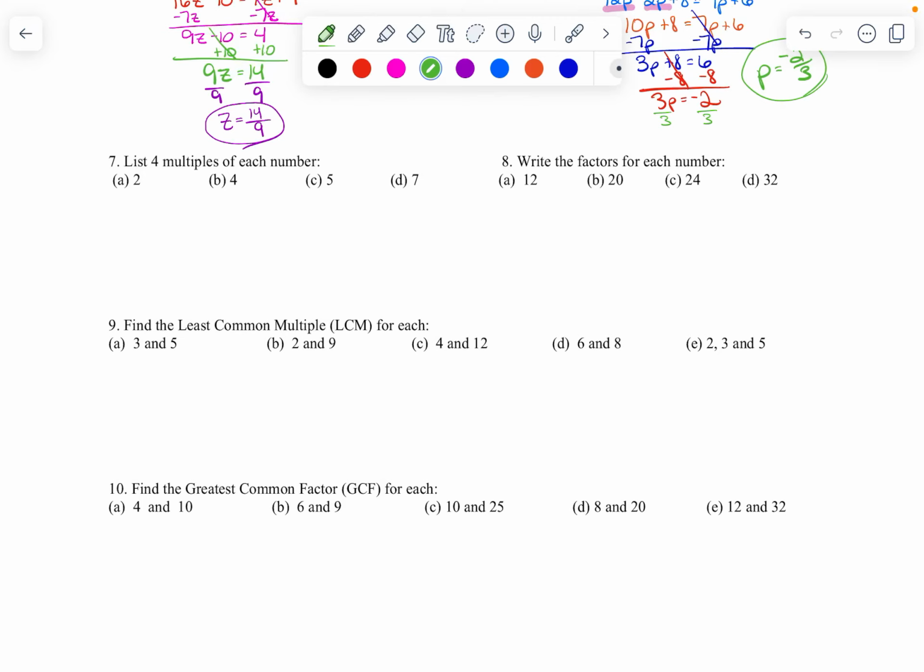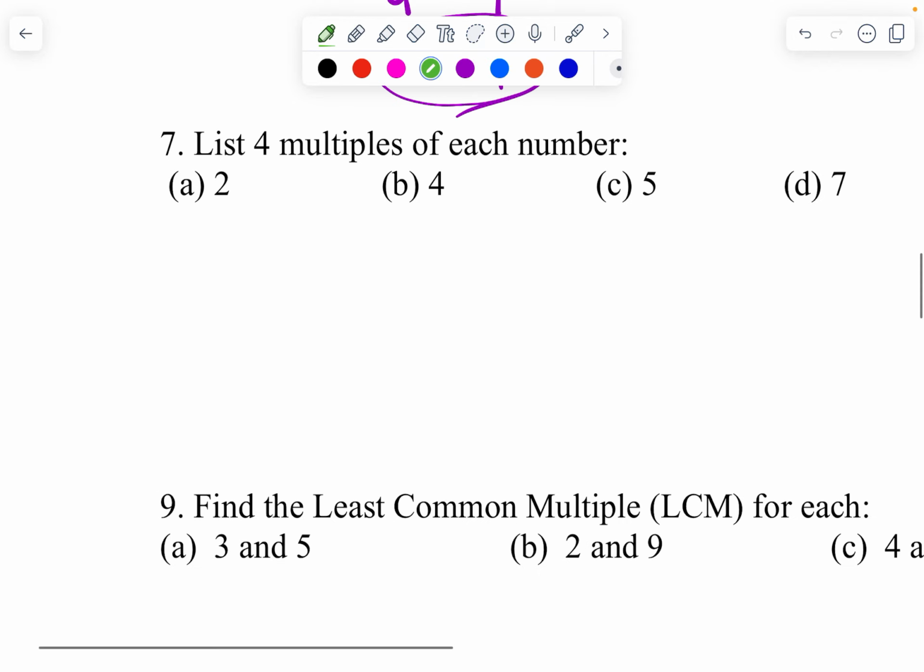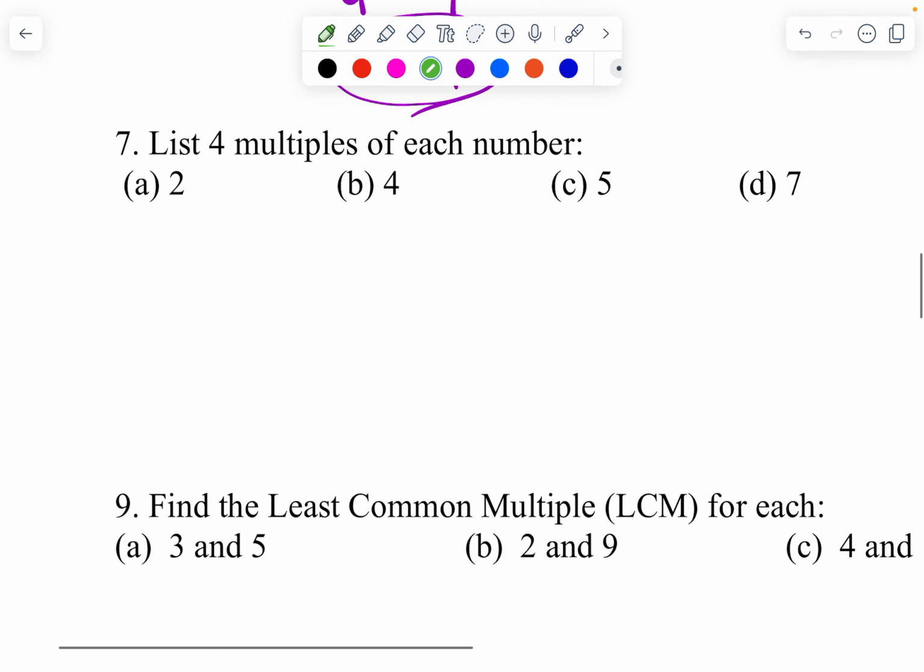All right, for the last part of notes 2 here, we're going to do multiples, factors, least common multiple, and greatest common factor. So problem number 7, there's 4 parts to this? Yes. And we're looking at multiples.